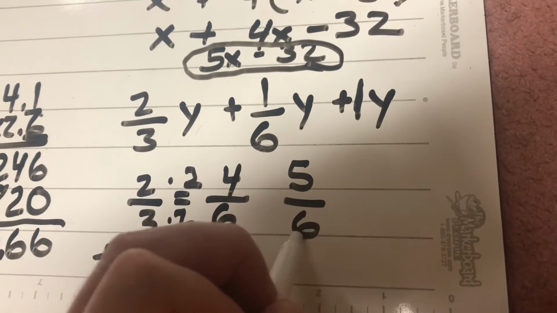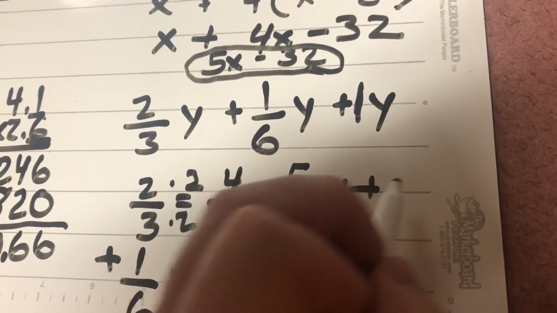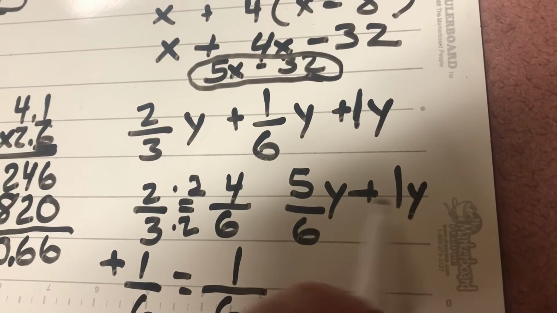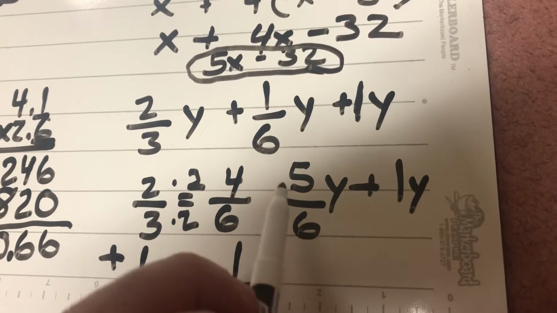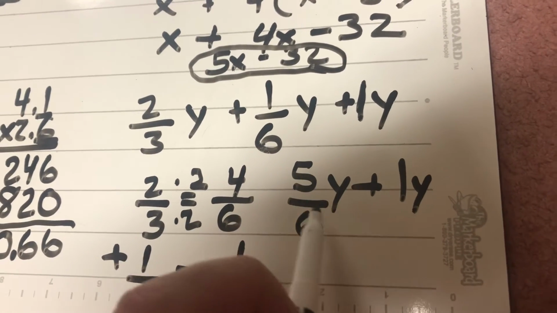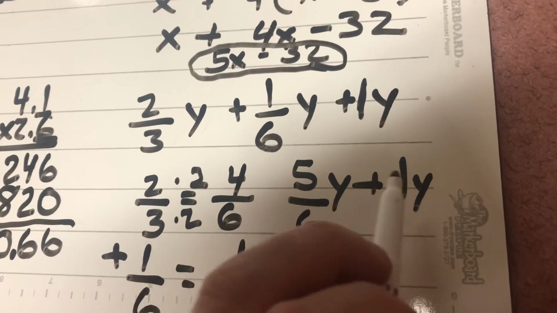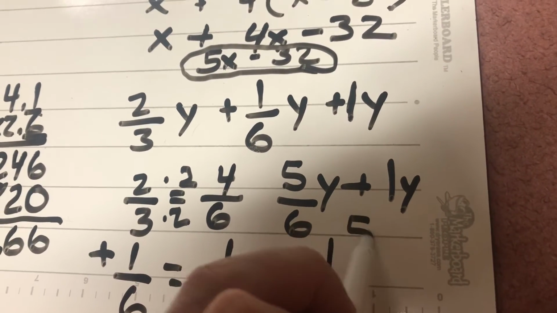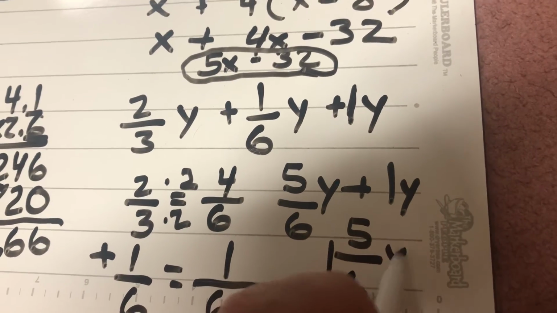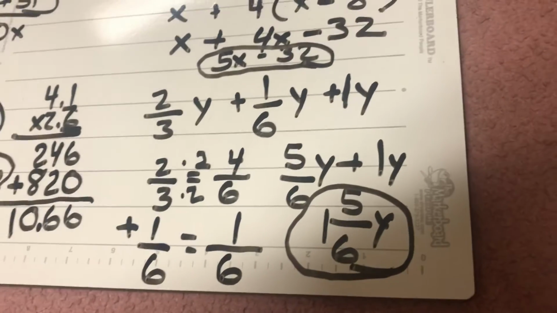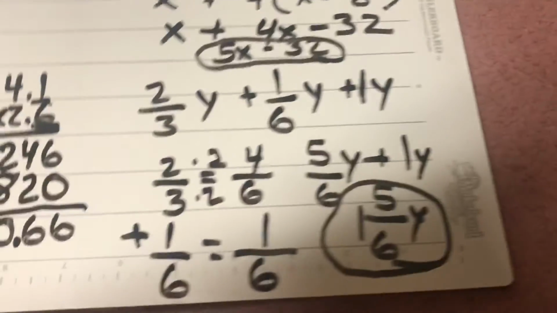So when I combine that, I get 5/6 y plus the y, which I now know is a 1y. But I can combine these because they both have a y. There's no exponents that we're working with today, so I'm basically doing 5/6 plus 1. Well, 5/6 plus 1 is 1 and 5/6 y. That's the simplified expression. Now, to clear a little more space here, I wanted to look at something just a little bit different.